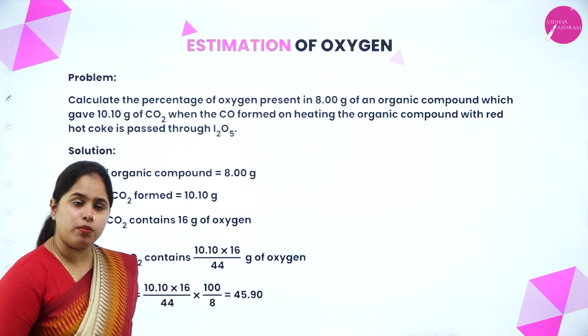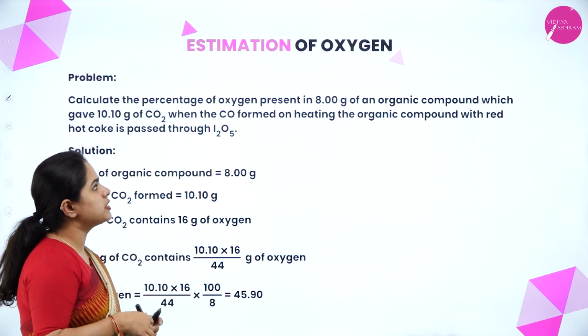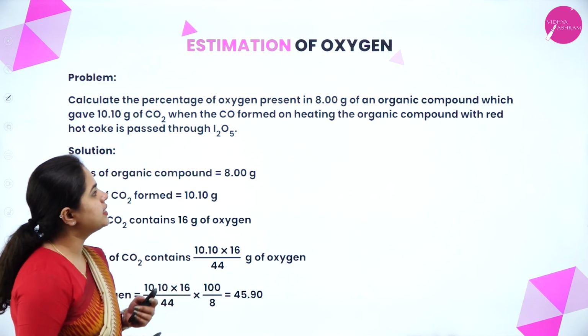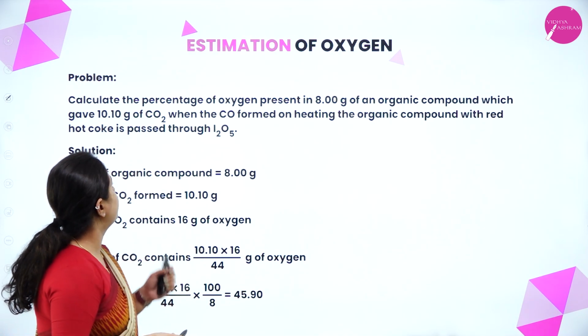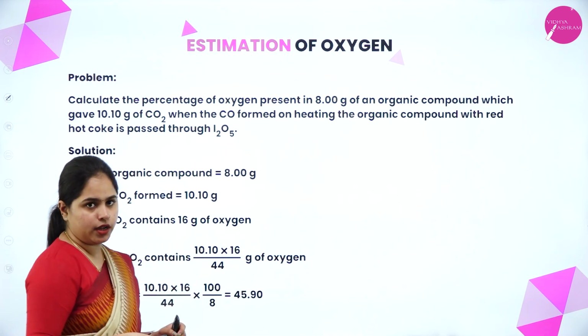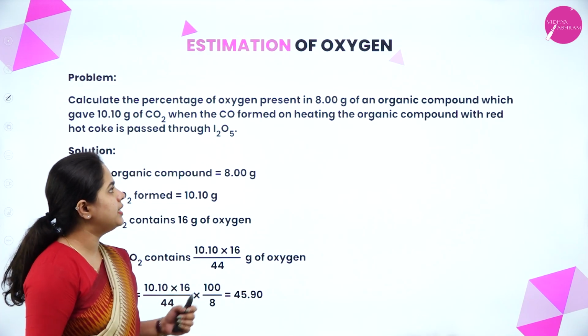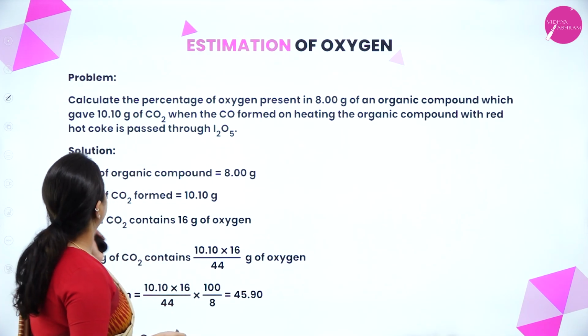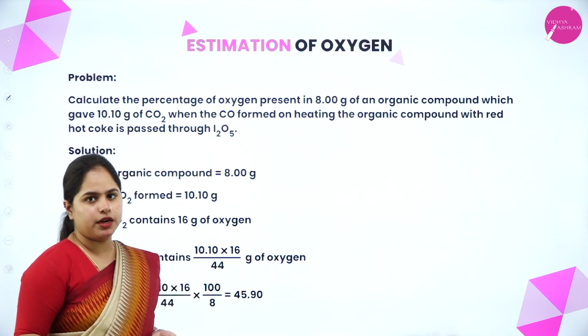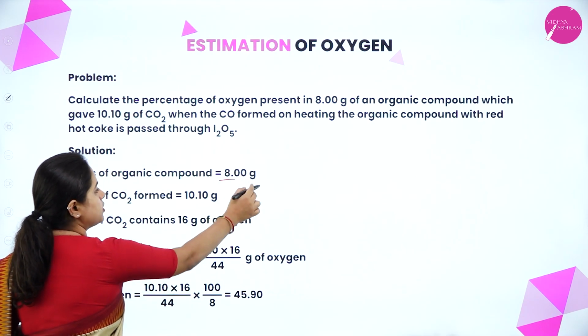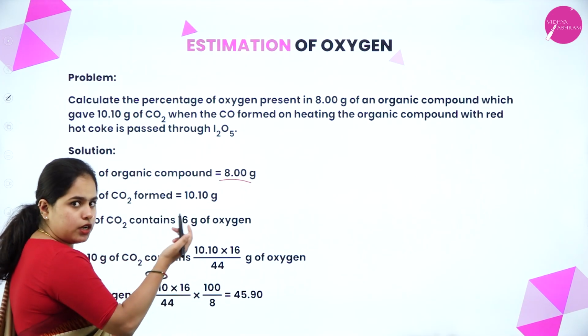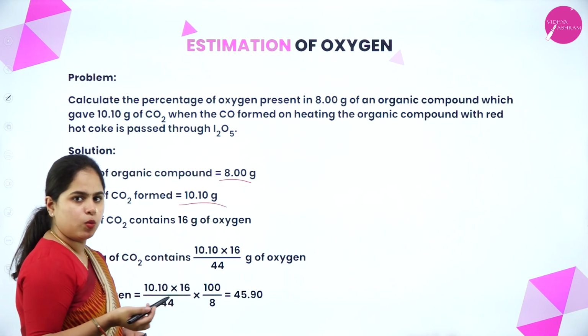So now let's do a problem based on this as well. Calculate the percentage of oxygen present in 8 gram of an organic compound which gave 10.10 gram of carbon dioxide, when CO formed on heating the organic compound with red hot coke is passed through iodine pentoxide. So the mass of organic compound is given as 8 gram. Mass of carbon dioxide is also given in the question, 10.10 gram.